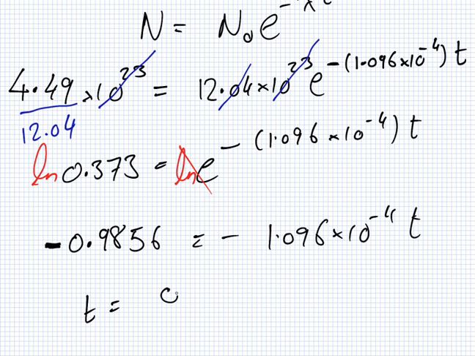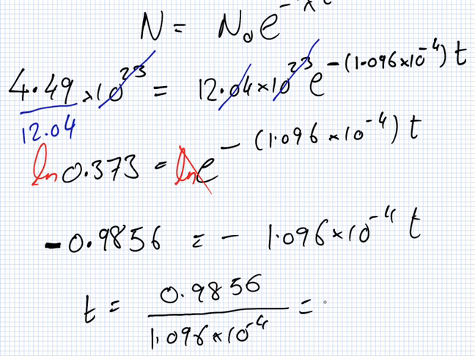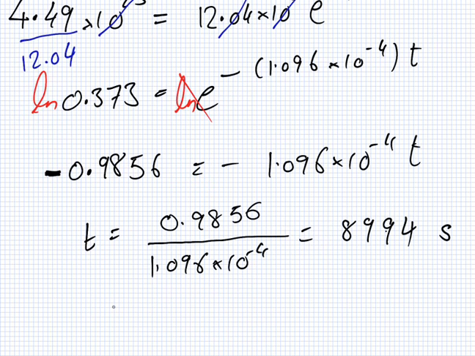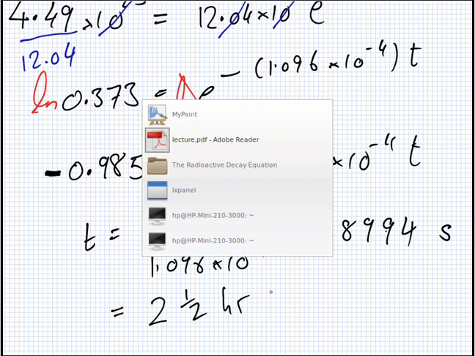Minus 0.9856 over 1.096 times 10 to the minus 4, and we get 8,994 seconds. That's enough. So can you tell me how many hours this is? These are seconds. 2.5 hours. Okay. Can I go to the next part? No. Okay.